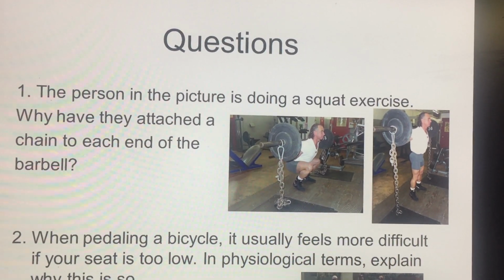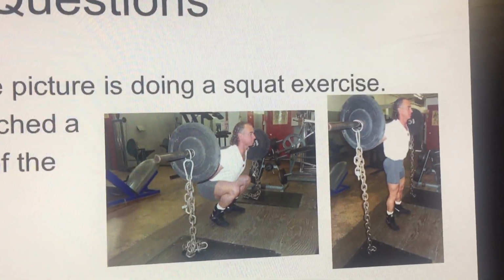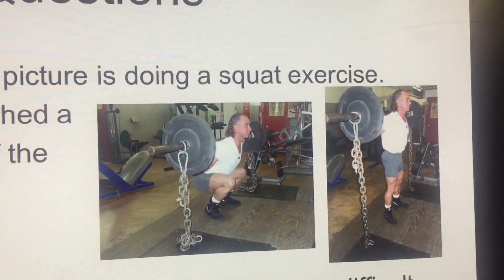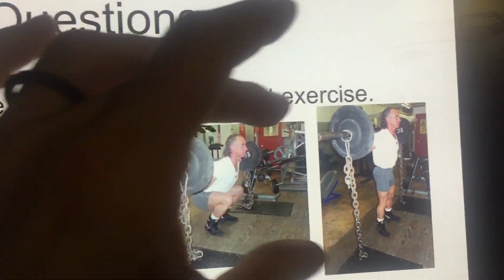And the question here is, why are they doing this? Why do they have these chains hanging from the end of the barbell? The answer here is that the chains provide extra weight onto the barbell. So these are big chains that are heavy.